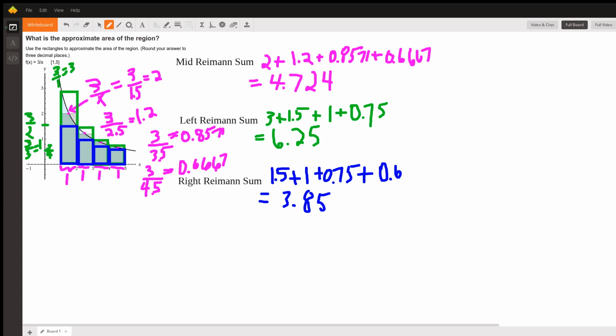We're going to integrate 3 over x from 1 to 5. And the actual area under that curve is 4.828. So clearly the mid was the closest.